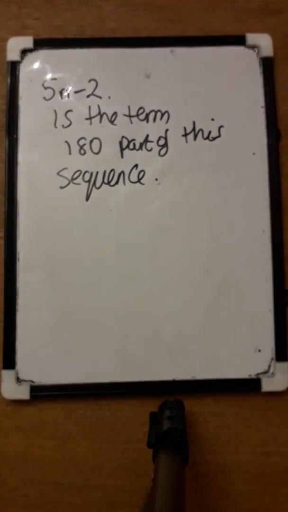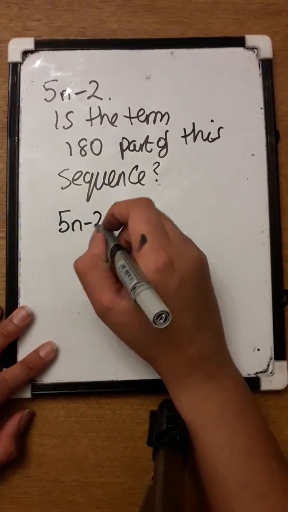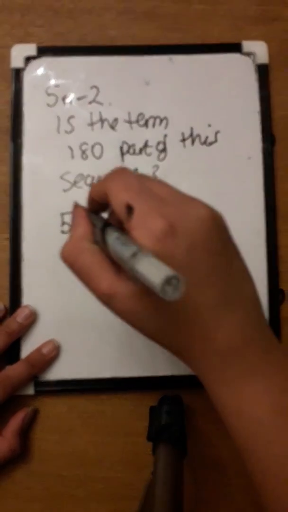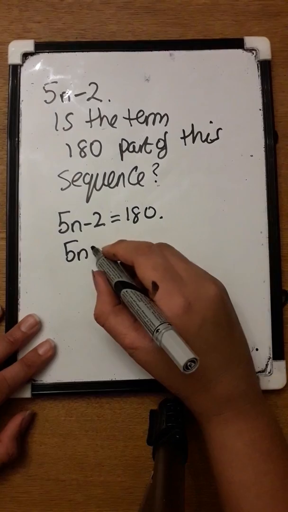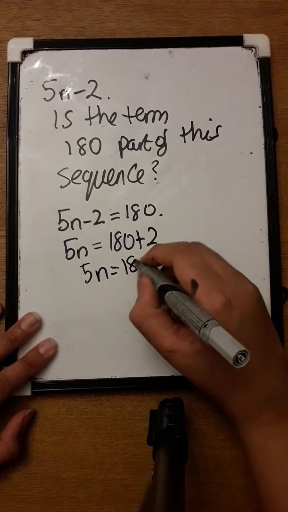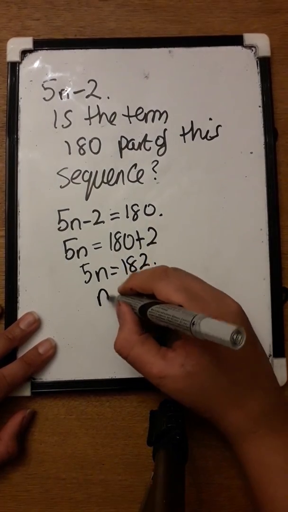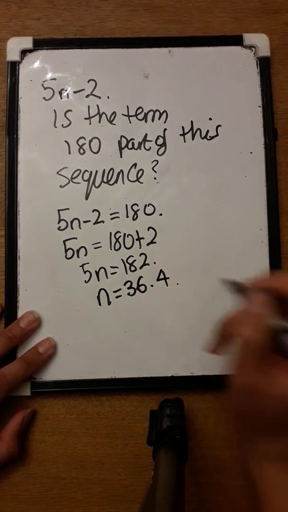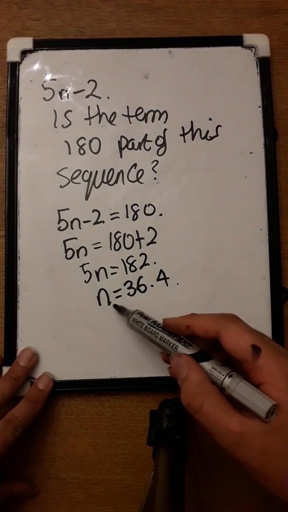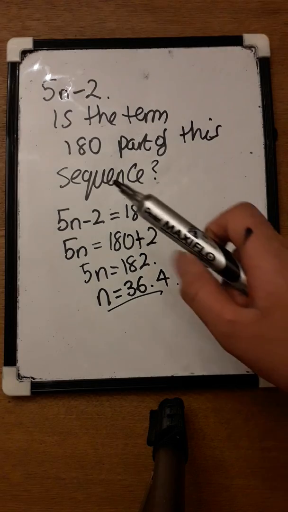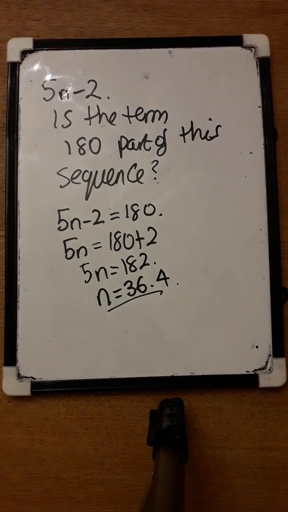So what you do is you just set up an equation. So you make 5n minus 2 equal to 180. So what you do, you leave the 5n there, you add 2 to both sides. So 5n equals 180 plus 2. So 5n equals 182. Okay, so n equals 36.4. Okay, this is not an integer, and by the way, an integer is a whole number, and therefore 180 is not part of this sequence.